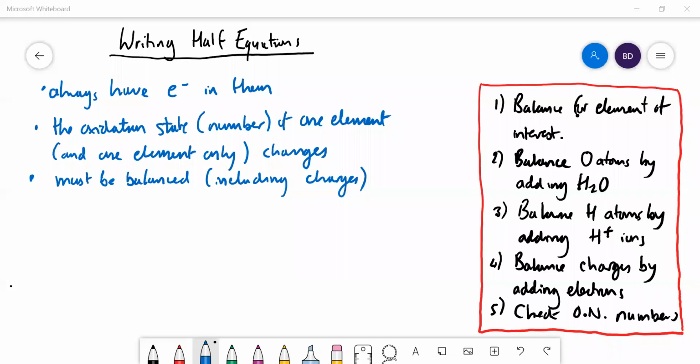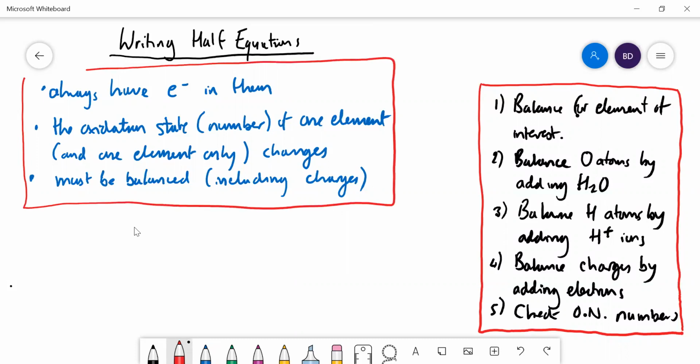Okay, today we're going to learn how to write half equations. Okay, now what is a half equation? Well, you can always spot a half equation because, as opposed to a normal equation, it's always got electrons somewhere in it. Okay, it's always got e minus.